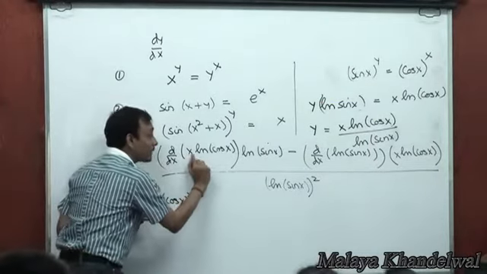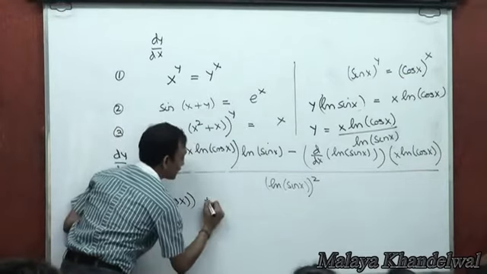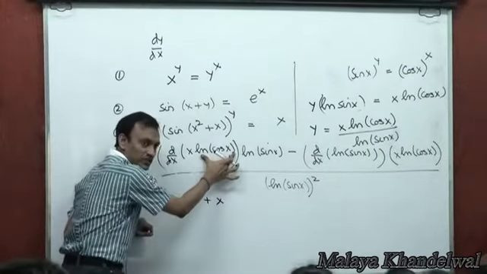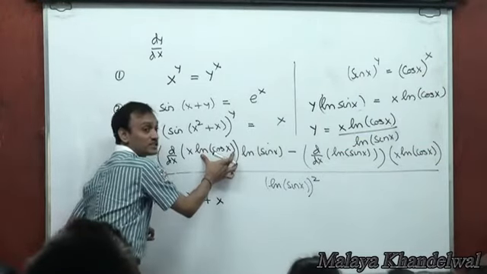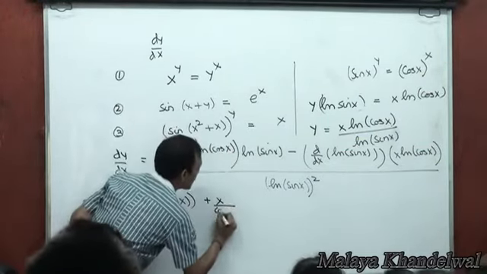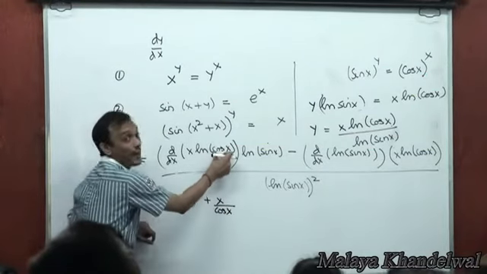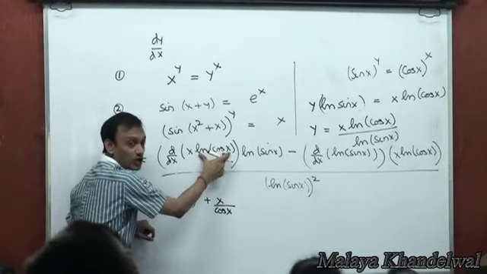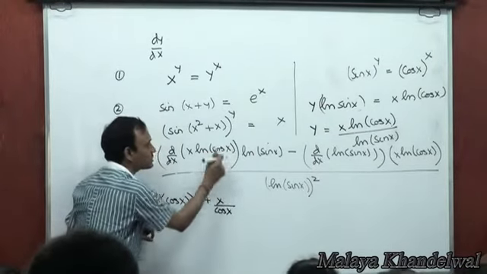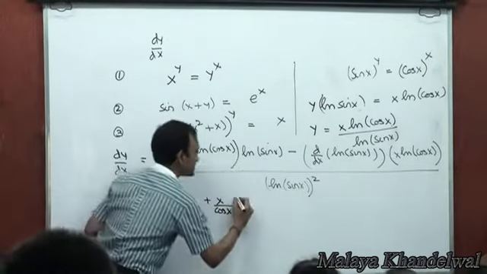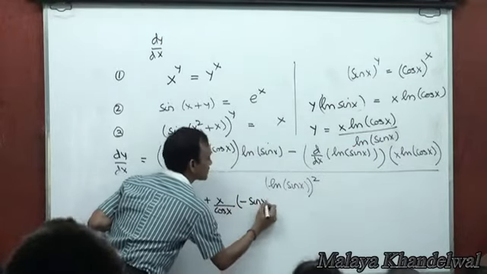Plus x into derivative of this, right? Plus x into derivative of this. But what's the derivative of this? 1 by cos x into minus sin x. Derivative of ln cos x now. See, go from outside to inside. Outside, ln would give me 1 by cos and cos will give me minus sin. Minus sin x.